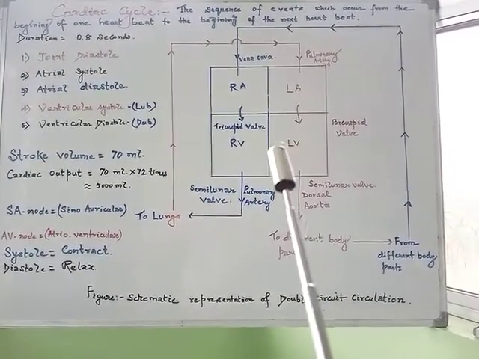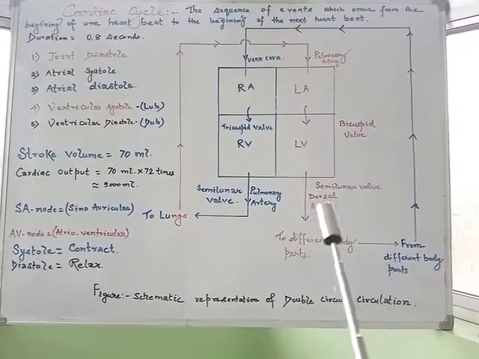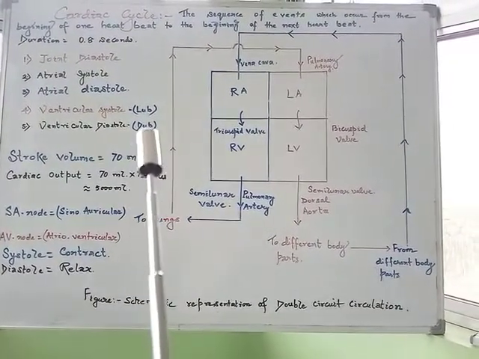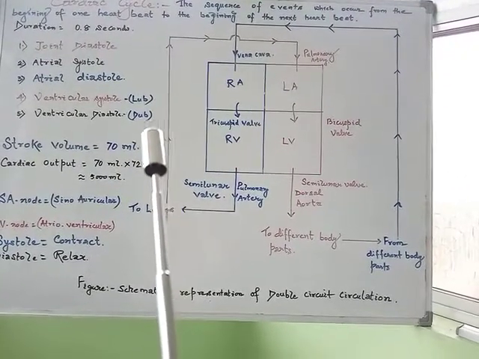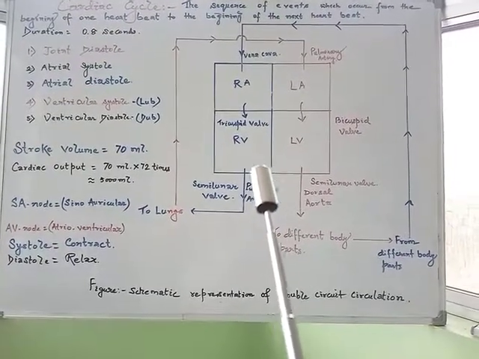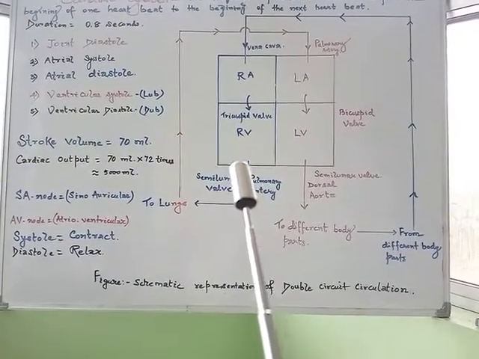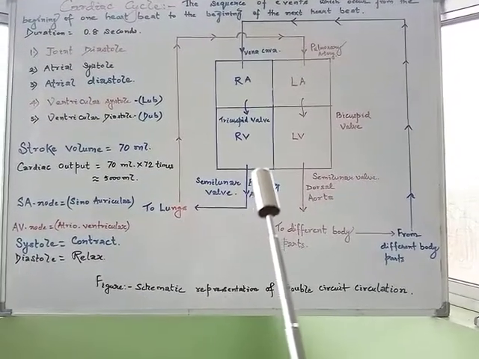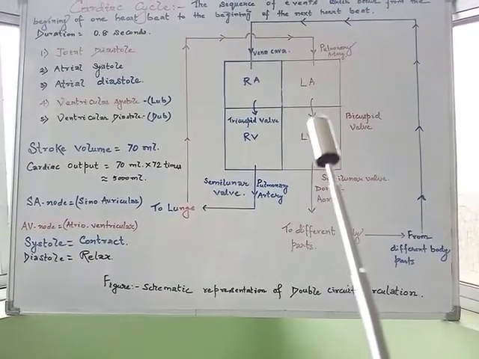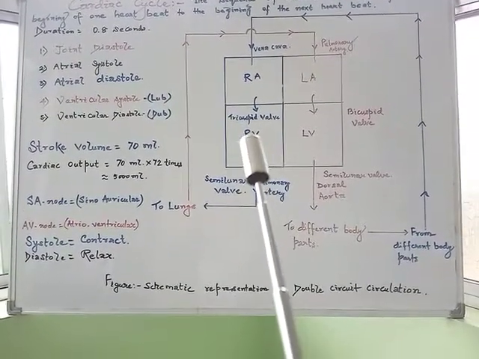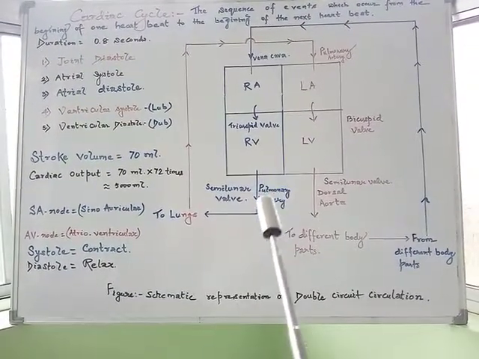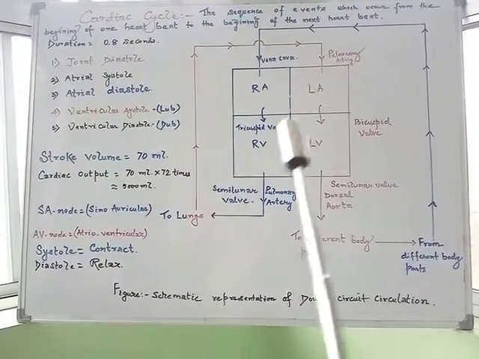Due to the closure of the semilunar valves, the second heart sound is produced, which is called dub, and which lasts for a shorter duration of about 0.1 seconds. And as the AV valves, the atrioventricular valves that we have discussed, the bicuspid and tricuspid valves, are open, the blood starts flowing again into the respective ventricles even before the atrial systole starts.